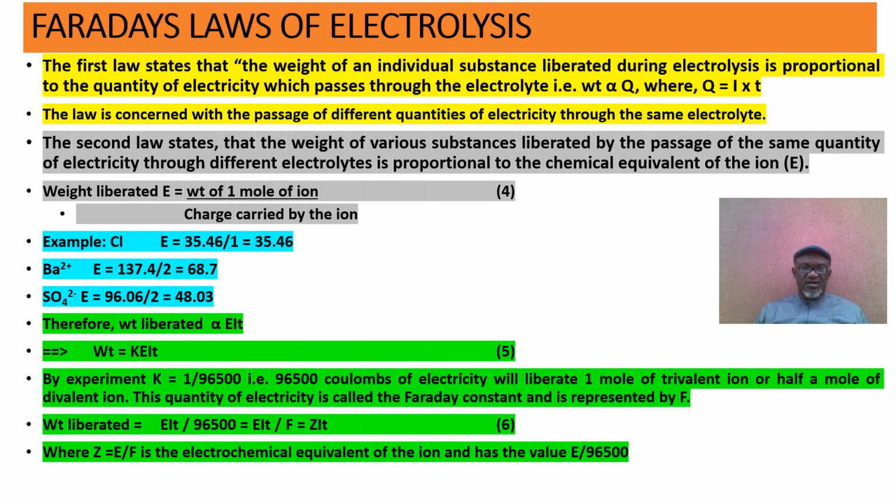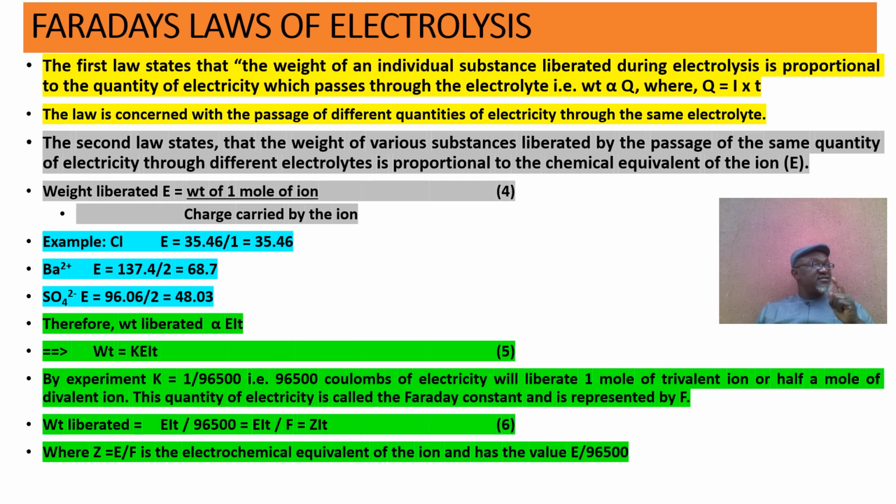Faraday's laws of electrolysis. The first law states that the weight of an individual substance liberated during electrolysis is proportional to the quantity of electricity which passes through the electrolyte. That is, weight is proportional to Q, where Q is current times time.